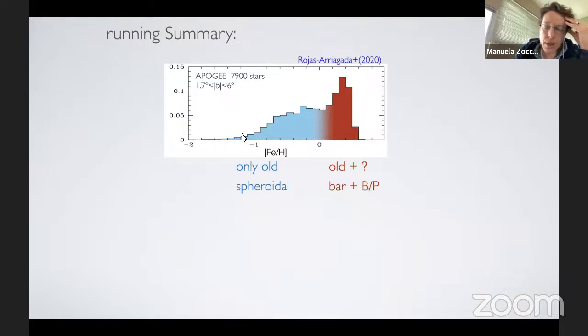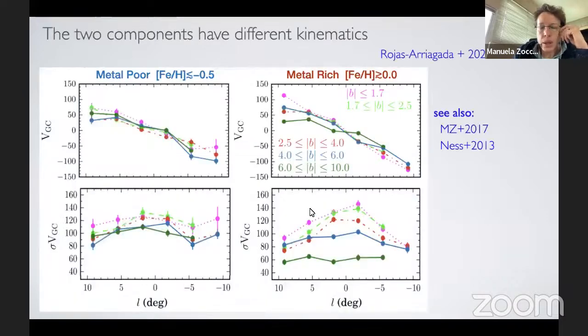What is the kinematics of these two components? Many people measure the kinematics. For the metal-poor stars, we see rotation. The different colors are different latitudes from the plane, but they are more or less similar. However, the metal-rich component also seems to rotate a bit faster. You see that the slope here, radial velocity versus longitude in both plots, seems to be a bit steeper for metal-rich stars than for metal-poor stars. So perhaps the metal-rich component rotates faster than the metal-poor, but it's not dramatic.